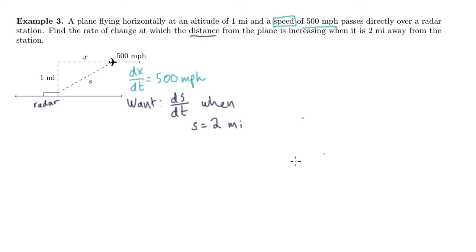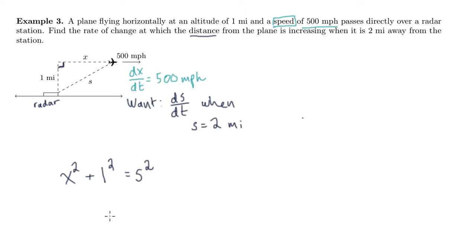Well, again, notice that this is a right triangle. This is the vertical distance. This is the horizontal distance. So those will be perpendicular. And then the actual bird's eye distance is the hypotenuse of this right triangle. So we can relate x and s by the Pythagorean theorem. x squared, so this side squared, plus this side squared, which is always just equal to 1, is equal to s squared.